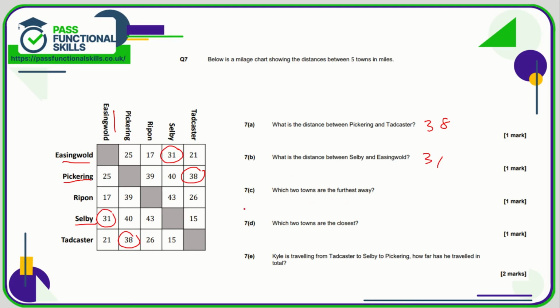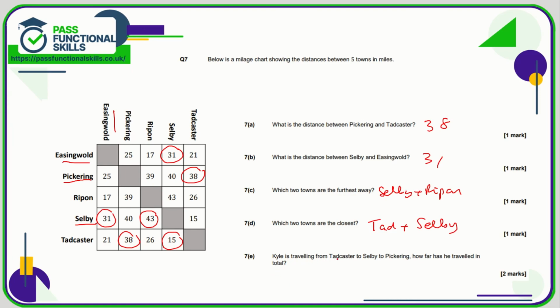Which 2 towns are furthest away? Well, let's look for the biggest number. I've got 43. Anything bigger than 43? No. And that is Selby and Ripon. Which 2 towns are the closest? Well, here we're looking for the smallest number, which is 15, and that's Tadcaster and Selby.